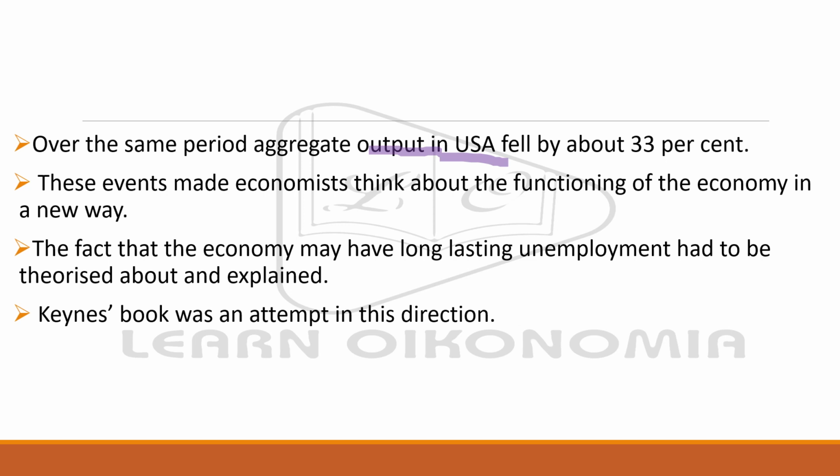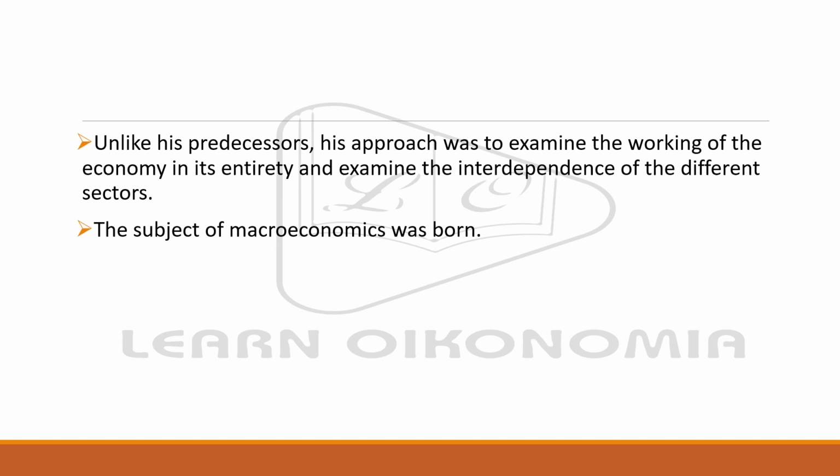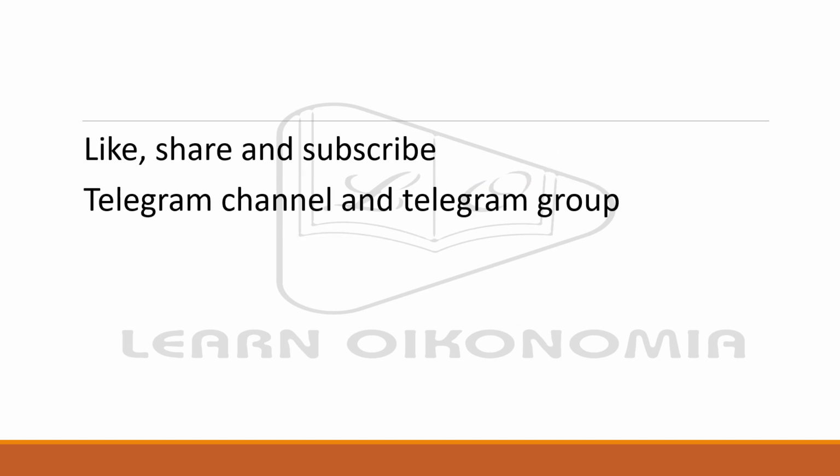Keynes was trying to offer a solution to this, and the solution was given in his book The General Theory of Employment, Interest and Money. Unlike all his predecessors, Keynes' approach was to determine the working of the economy in its totality, seeing the interdependence of different sectors in the economy, and the subject of macroeconomics was born in such a fashion. So that's all about the first chapter of macroeconomics for you.